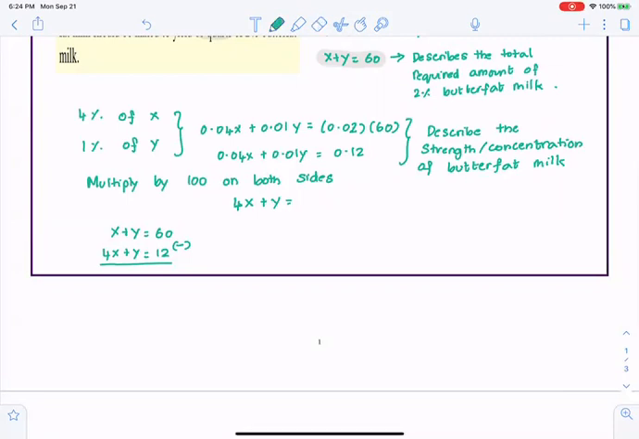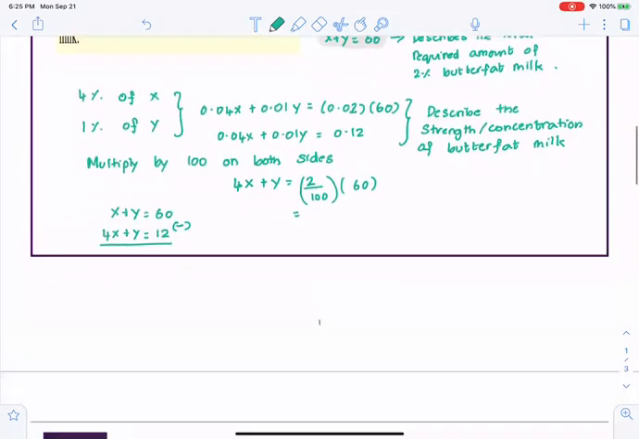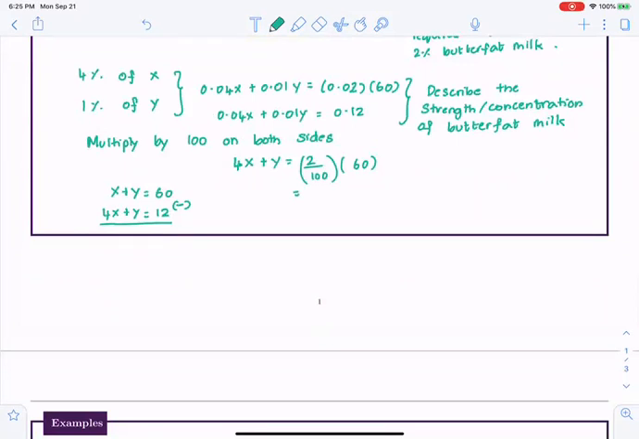So this would be 2 over 10, times 60, which would give us 12 over 10, which would be 1.2. So now that we have the two equations, our goal is to simplify, and if I multiply by 100 on both sides, I need to multiply the 1.2 also by 100. That is the part that I missed.